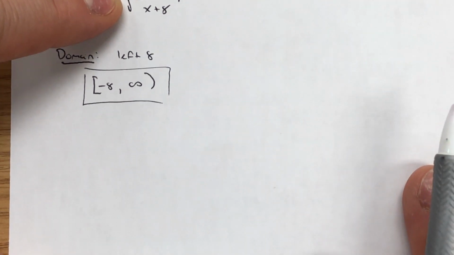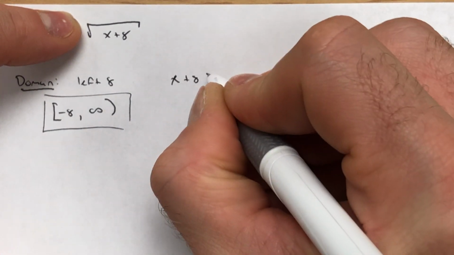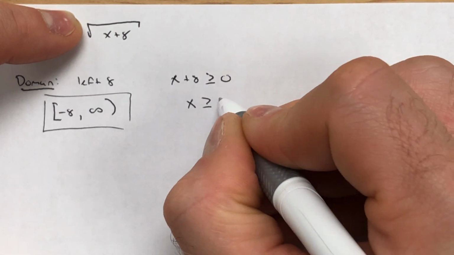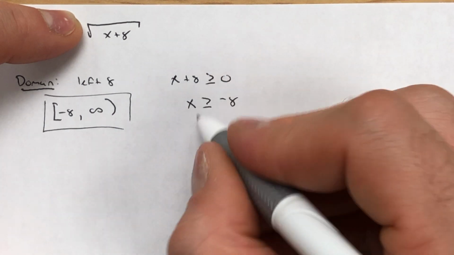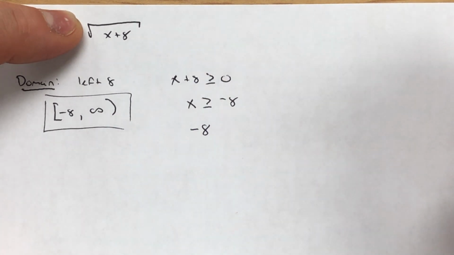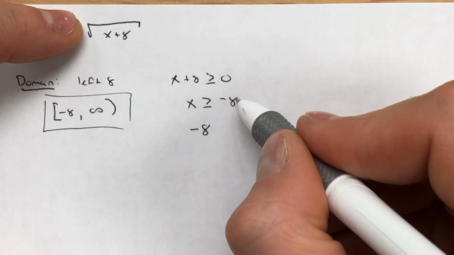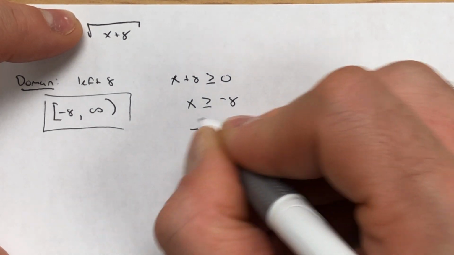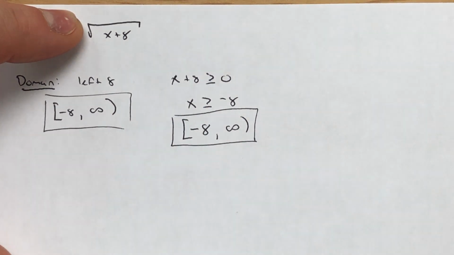So what I could do is say that x plus 8 must be greater than or equal to 0, and just go ahead and solve for x. Let's subtract 8. X must be greater than or equal to negative 8, which means at the bare minimum it has to be negative 8. And anything larger, so negative 7, negative 6, 0, 2, 10, 50 are all greater than or equal to negative 8. So negative 8 all the way up to infinity. Either way, they both lead you to the same value.